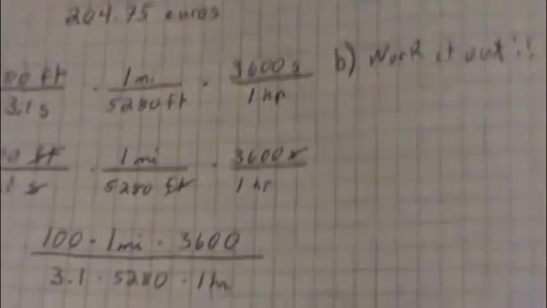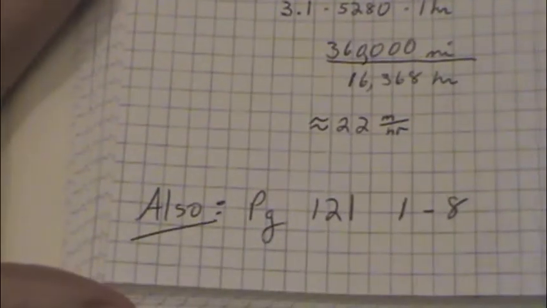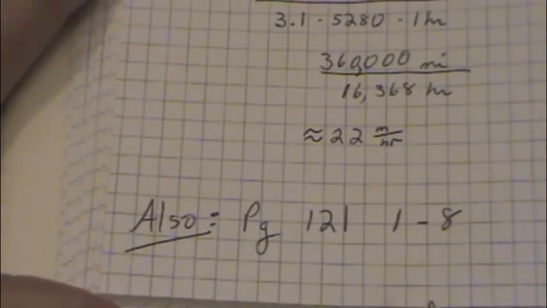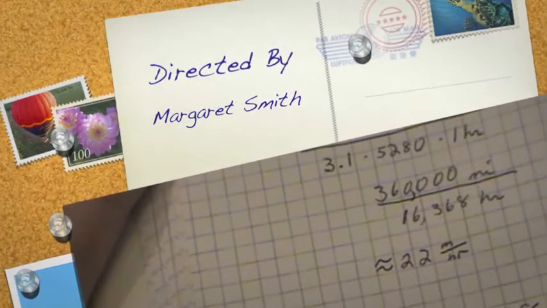The rest of your homework for tonight, we're going back to the lesson check problems. So on page 121, it's just numbers 1 through 8. That is it. Good work.